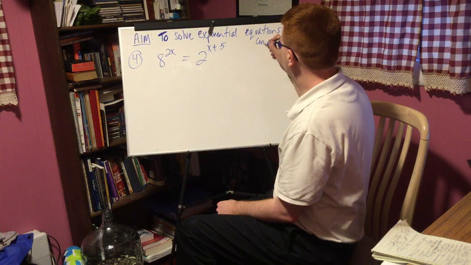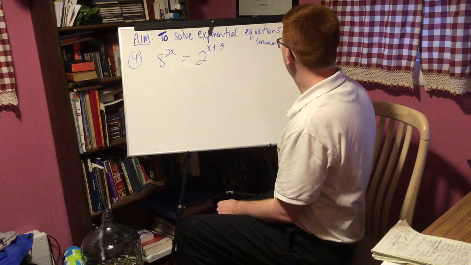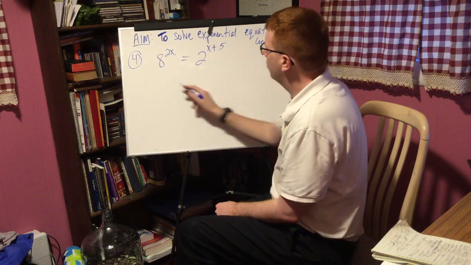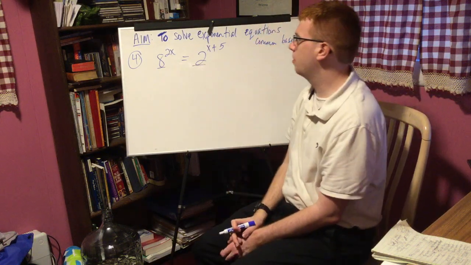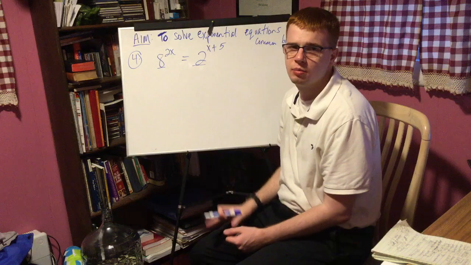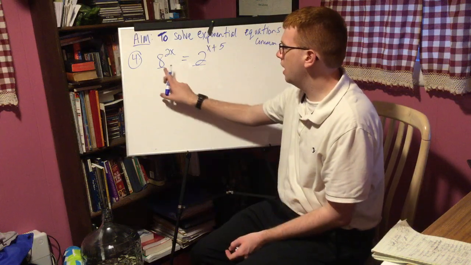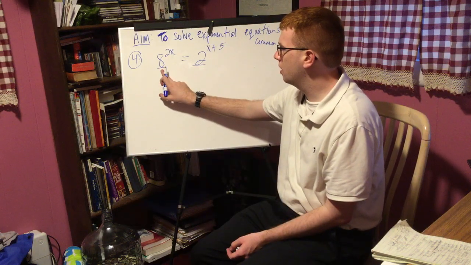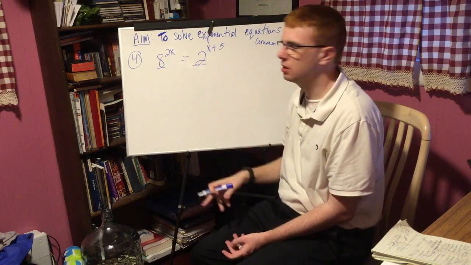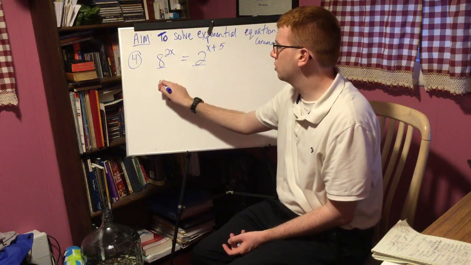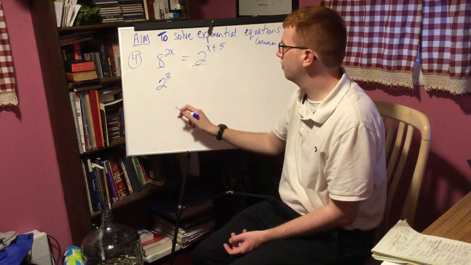Again, we want to utilize that idea of a common base. So we're going to look at our current bases, 8 and 2, and think if we could use a common base. 2 is a pretty small number, so let's think about 8. Can we express 8 in a different way? Yes, we can, using exponents. We could express it as 2 cubed.